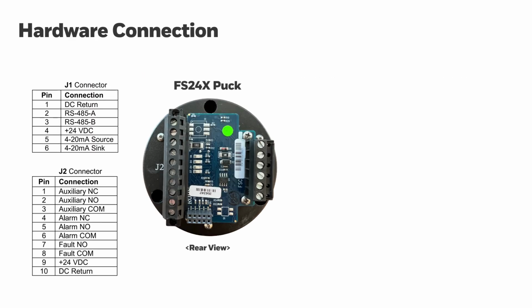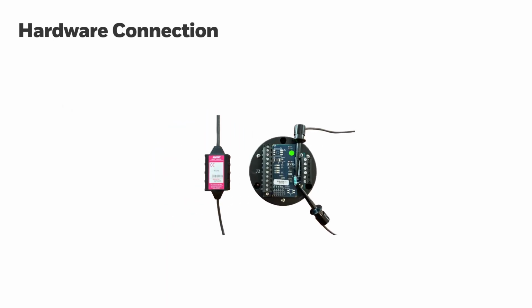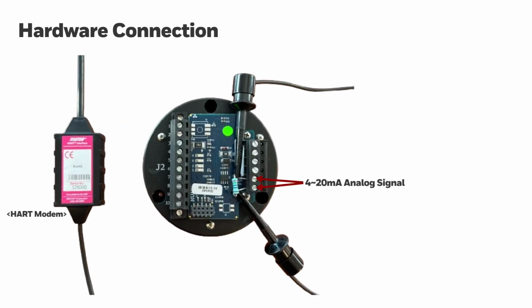In order to be able to use the FS24X HART DTM and to go online with the device, hardware configuration is required. The HART module for FS24X, FSXA01, must be installed on the back of the unit. Pins 5 and 6 of the J1 connector are for 4-20 mA analog signals, so connect the 250 ohm resistor to pins 5 and 6 of the J1 connector. Then connect the HART modem clip to both sides of the resistor.